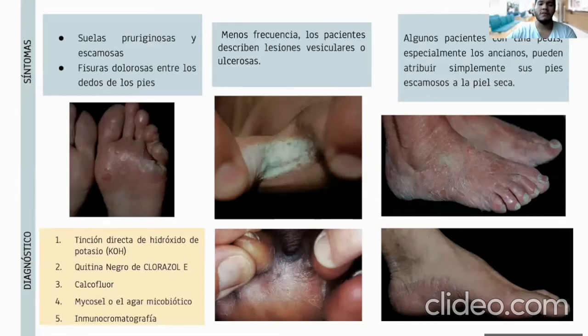Diagnosis is a smear of tinea pedis or a direct potassium hydroxide staining for fungal elements. You can also use fungus-specific stains, fluorescent black E, calcofluor, mycosel or Sabouraud agar, and immunochromatography, but it has been proved to be less effective to diagnose tinea pedis.